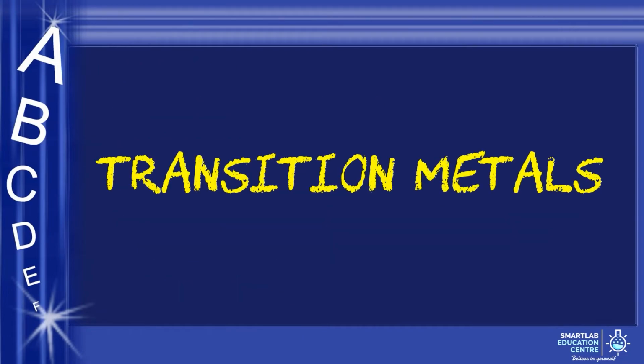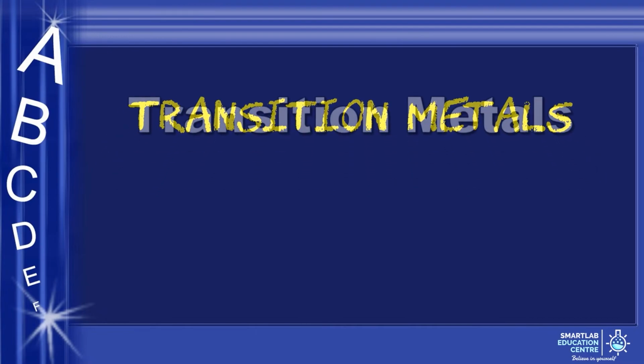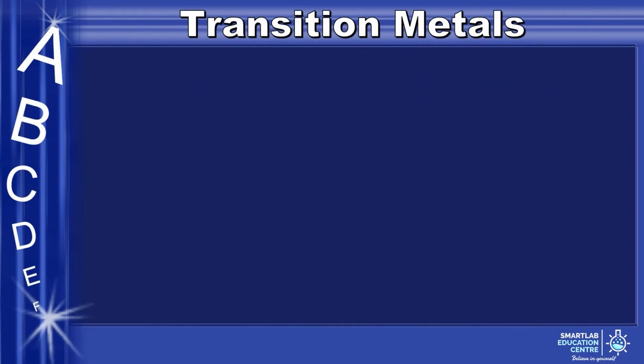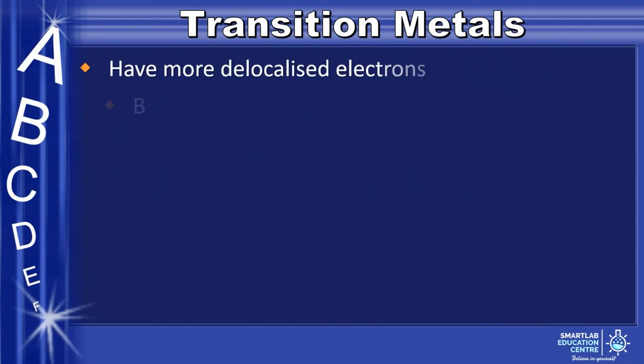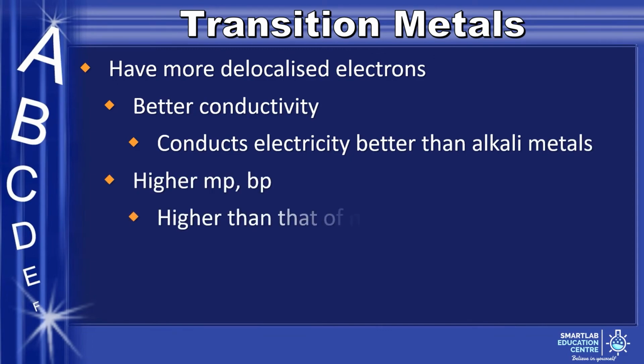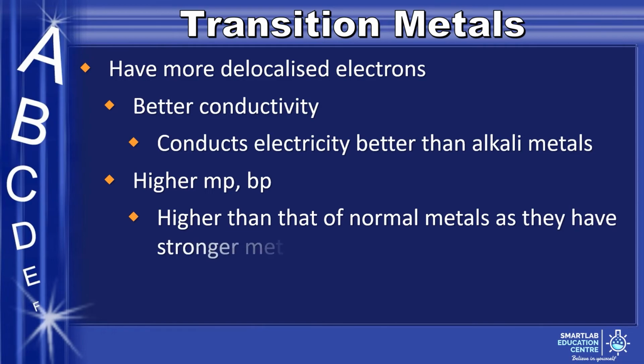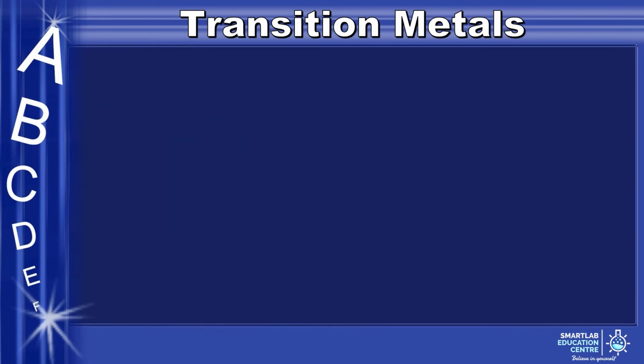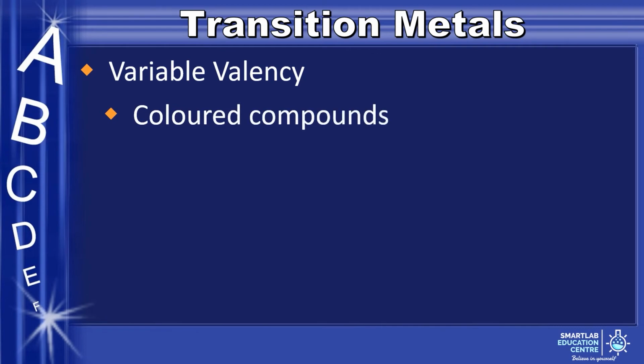Transition metals. Transition metals have more delocalized electrons than other metals, and thus conduct electricity better than alkali metals. They also have higher melting and boiling points than normal metals, as they have strong metallic bonds, and lastly, they have a higher density than most metals. They also have variable valency, and hence form colored compounds, and can also act as effective catalysts.